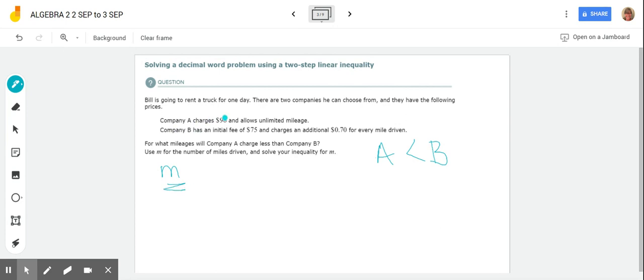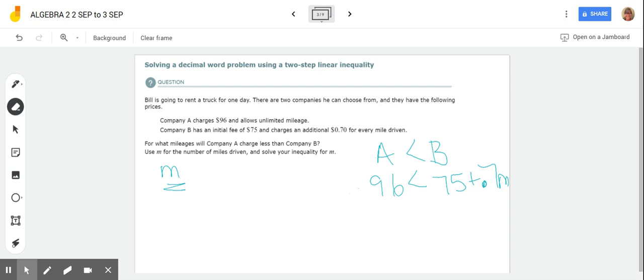Okay, so we're taking a look at company A is going to be $96. And we want to know when that's going to be less than on the other side, B, which is 75 plus 0.7 M. Okay, we're going to act like it's just your typical inequality, and you never really do want to put money signs in an equation.